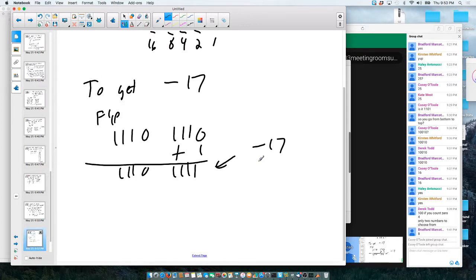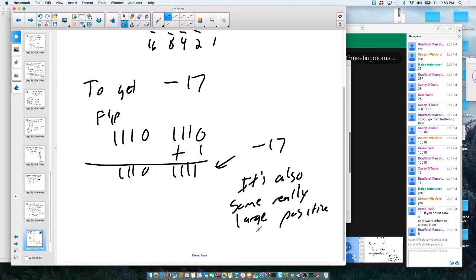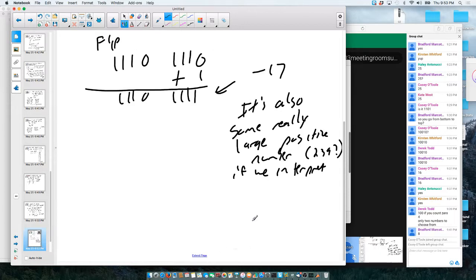Notice that it's also some really large positive number. I think it's 239 or something like that, if we interpret this as an unsigned positive number, right? Depending what the rules are.